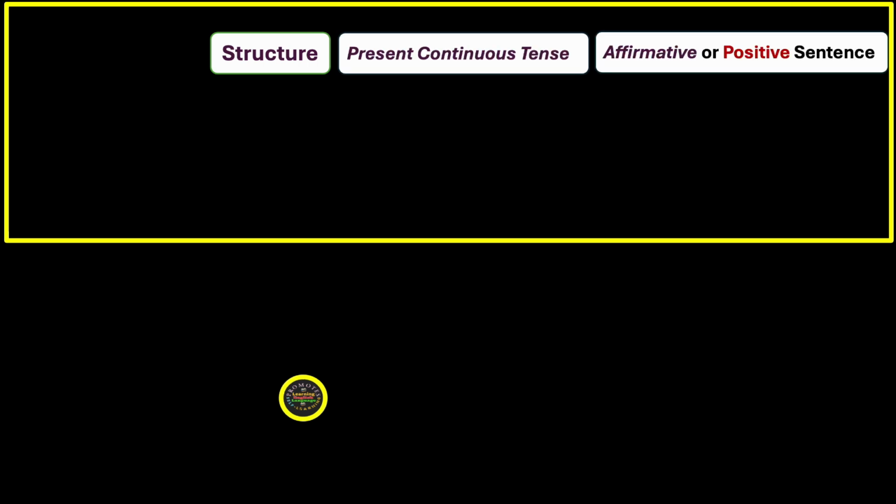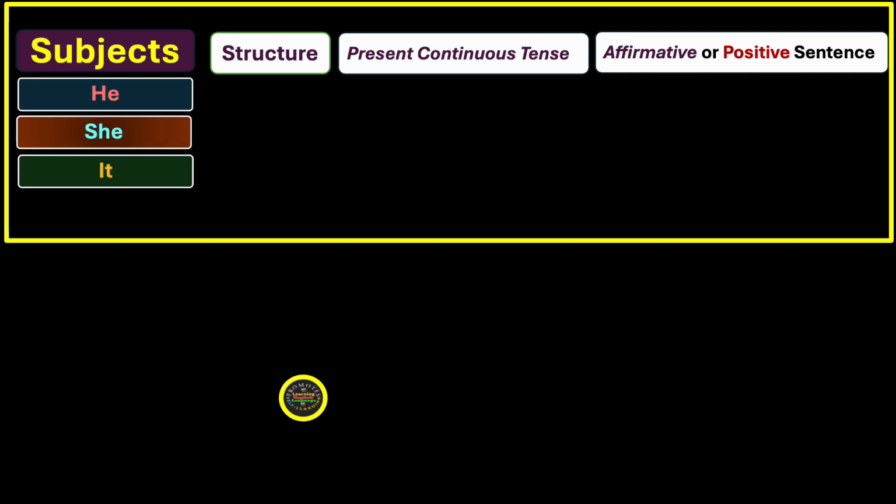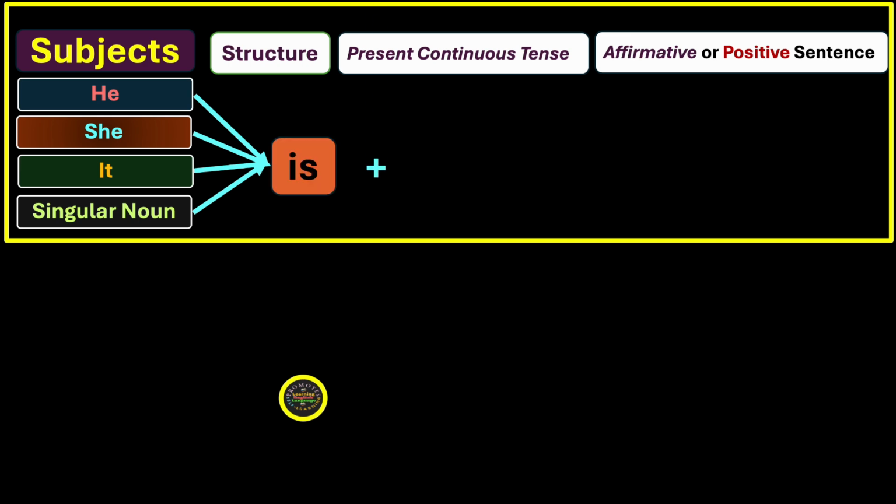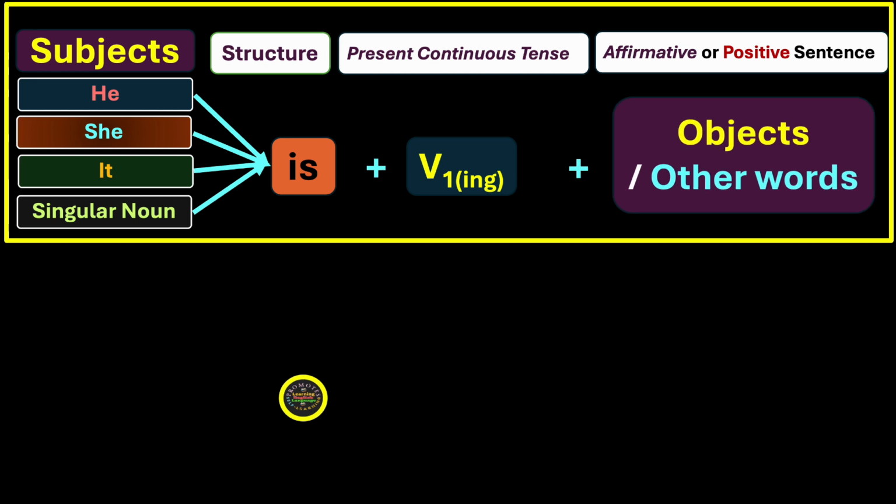Structure of present continuous tense in the affirmative or positive form of sentence. If we have the subjects like he, she, it and singular noun, we add is. After this, we add the first form of the verb with ing. And then we have objects or other words. This is the first structure.